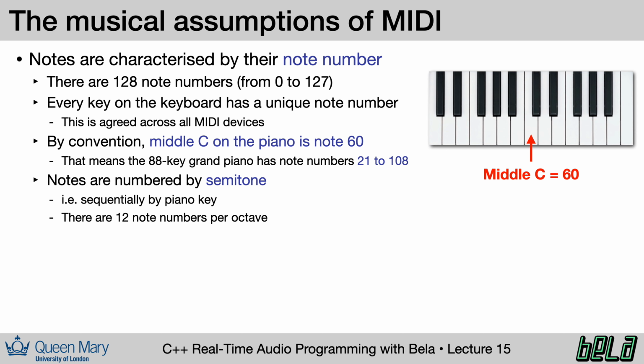Notice the assumptions here. The note numbers are organized sequentially by piano key, which means that there are always 12 note numbers to the octave.